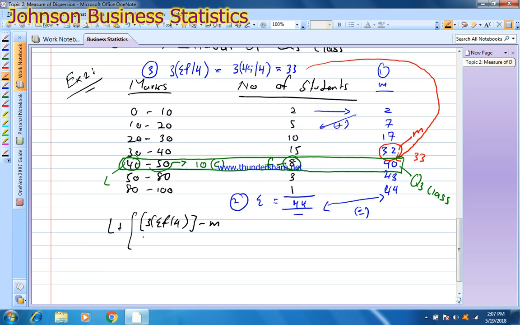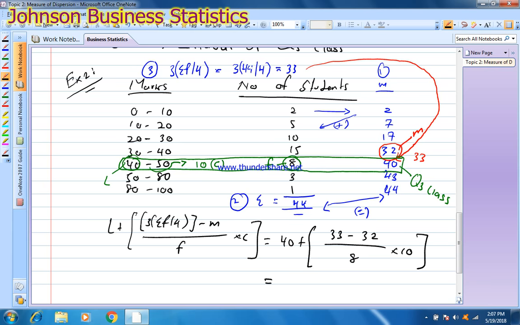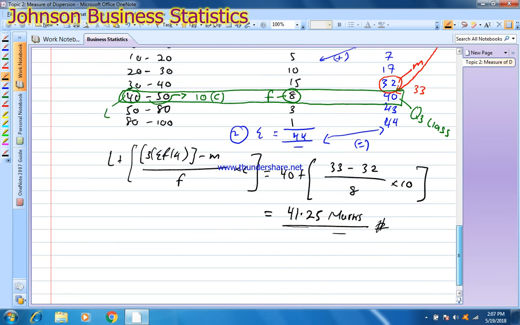Minus M over F times C, where 40 plus is 33 minus 32 over 8 times 10. And then check the answer, guys, how much you get. So you should get 41.25 marks. So this is how you calculate the Q3.